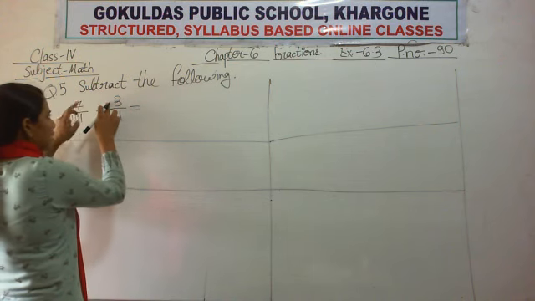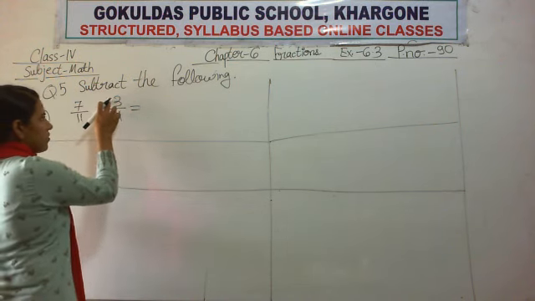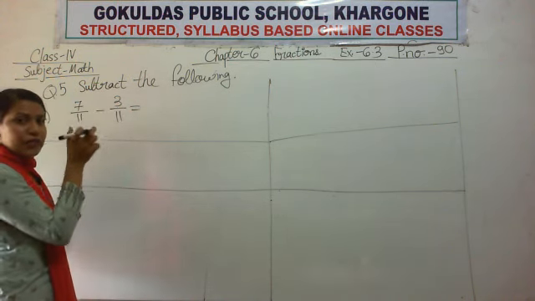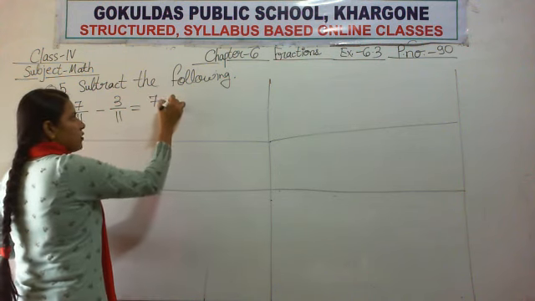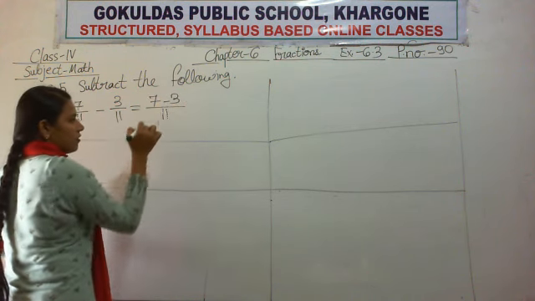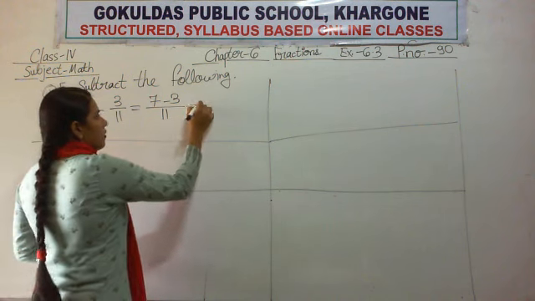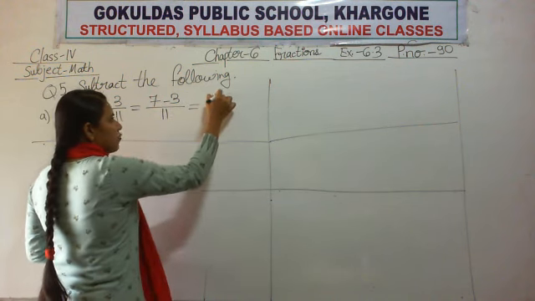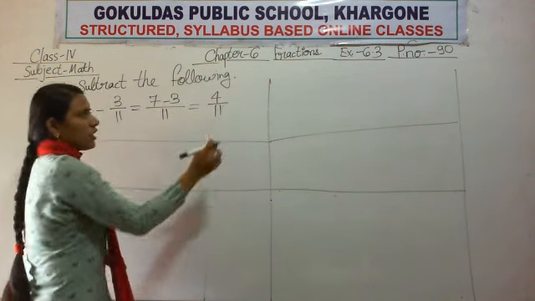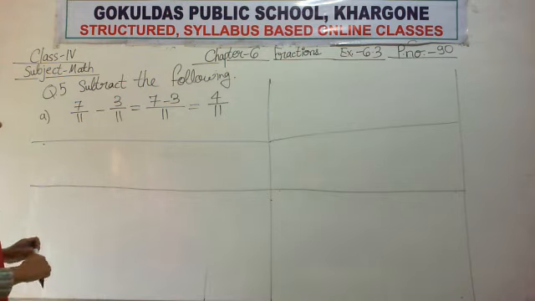We subtract the numerator part only. 7 minus 3. 7 and 3 are numerators. We subtract the numerator part only. 7 minus 3 upon 11. Okay. Now 7 minus 3 is 4 upon 11. So 4 upon 11 is our final answer.